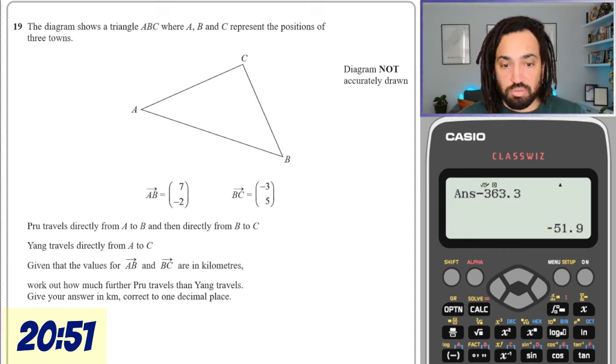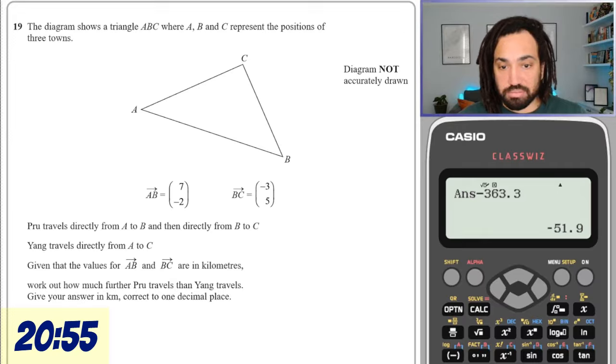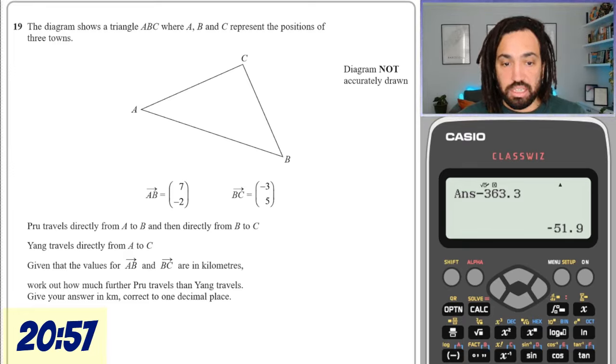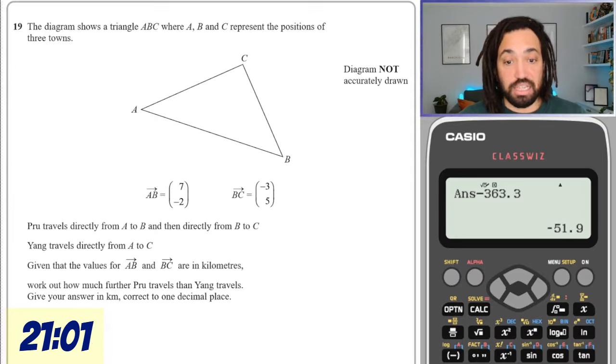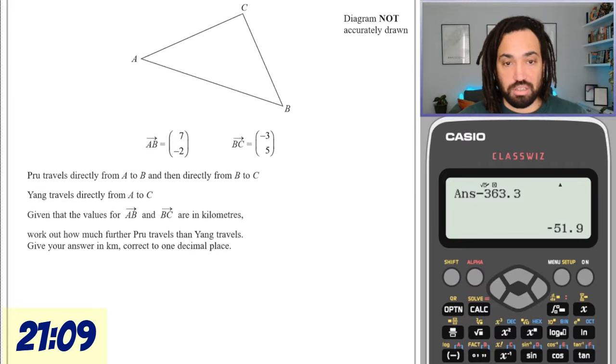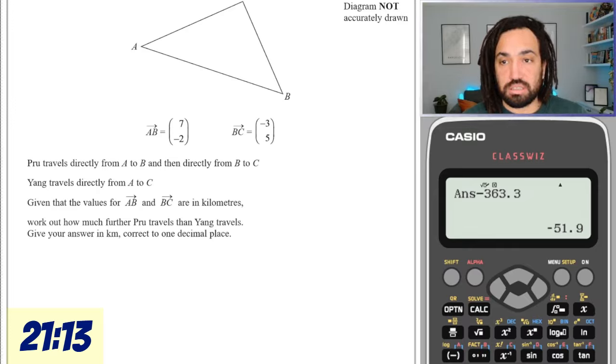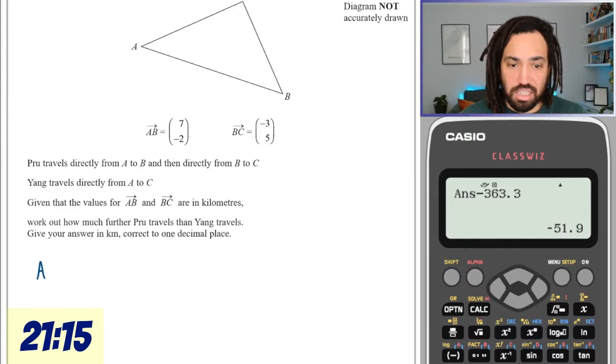Prue travels directly from A to B and then directly from B to C. Good idea. Yang travels directly from A to C. That's a better idea. Give the values of A, B and BC in kilometres. Work out how much further... Oh, what? Okay, right, so look.